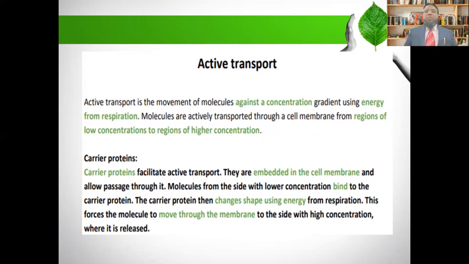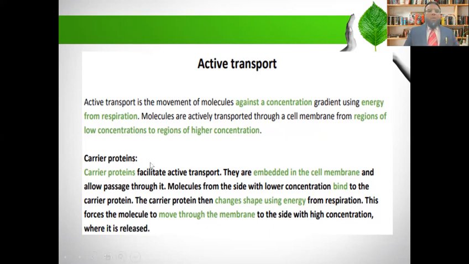Now the question arises, from where does the energy come? The energy comes from the process of respiration, because in respiration the nutrients are broken down and energy is obtained, and this energy is utilized in active transport. Especially if the plants are taking up minerals, it is because of active transport. In the same way, the absorption of glucose in the small intestine is also because of active transport.